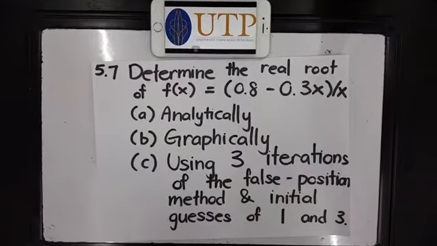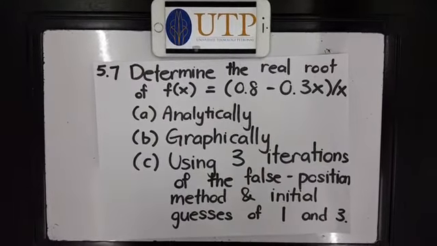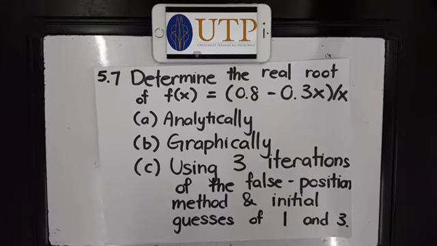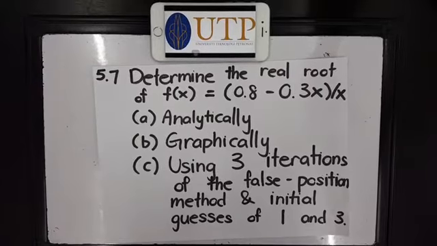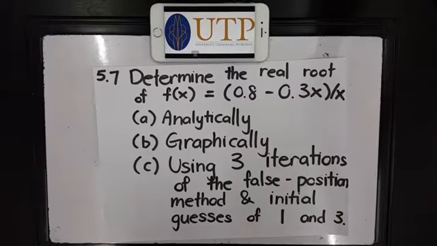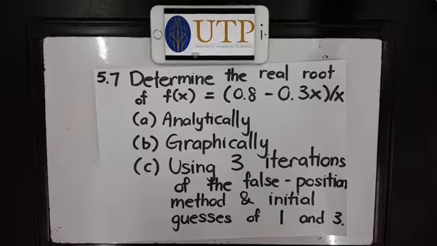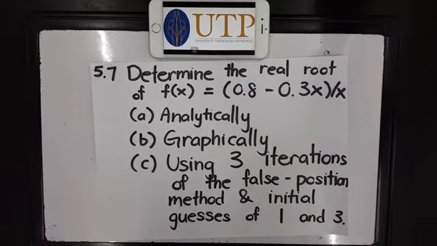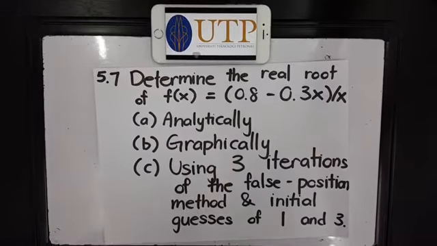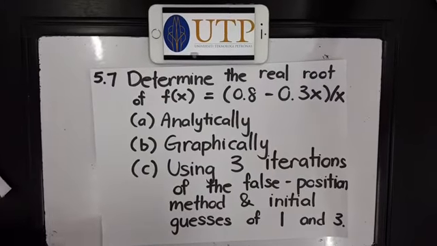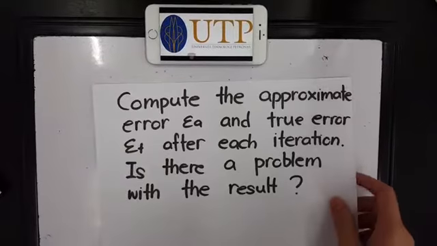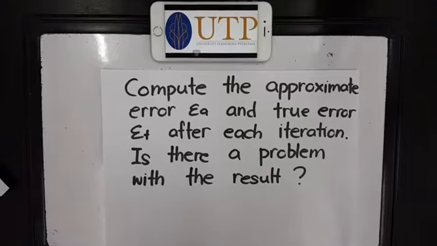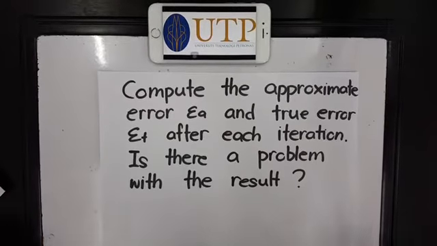For question 5.7, we have to determine the real root of f(x) = (0.8 - 0.3x)/x using three methods. The first is the analytical method, the second is graphical, and the third is three iterations of the false position method with initial guesses of 1 and 3. We have to compute the approximate error and the true error after each iteration, and determine whether there is a problem with the results.